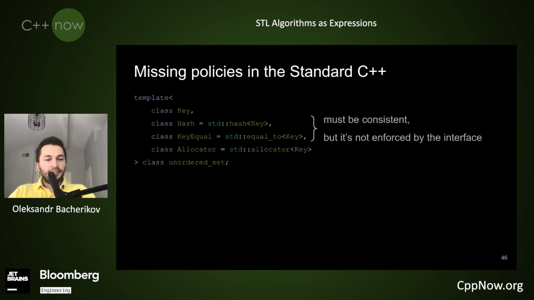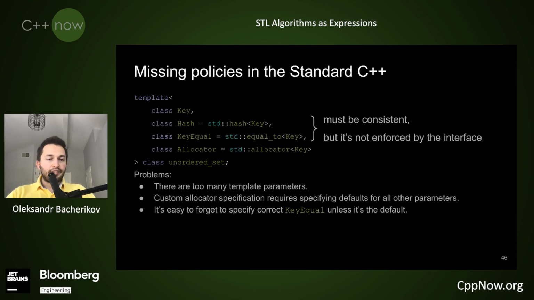Now, if you get to the data structures with even more template parameters, one of the extreme cases is unordered set. It has 4 template parameters. The nuance in here is that hash and key equal have to be consistent for this data structure to work. But the interface doesn't enforce it in any way. So I'd say the problem the current interface has, first, is that there are too many template parameters. And if you think that's not a problem, well, wait for the next slide with the next example.